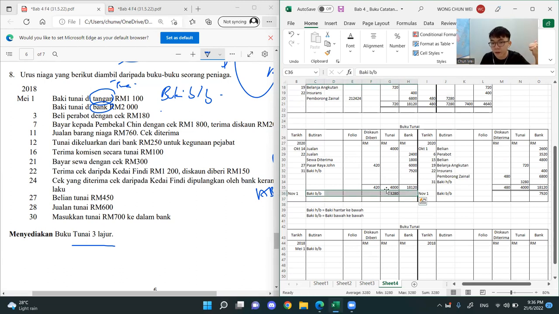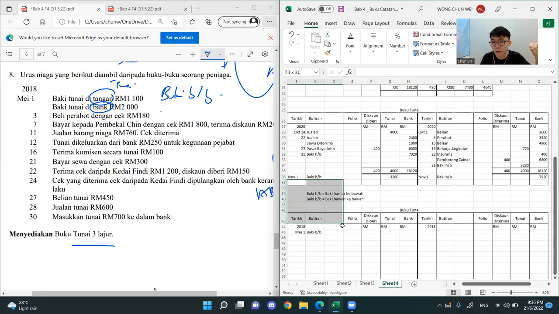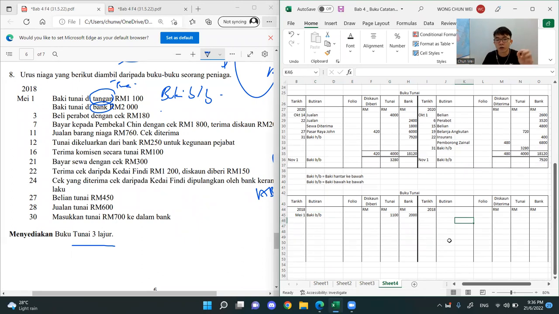Start of a new month. So then you continue November, and so on. This one is the same thing. In the beginning of the month, baki awal, baki BB. Then you got the tunai di tangan, so you put a figure, how much? 1,100. And then for bank, we have 2,000 ringgit, so you put 2,000 ringgit. Okay, now, if okay, give me one in the chat box.